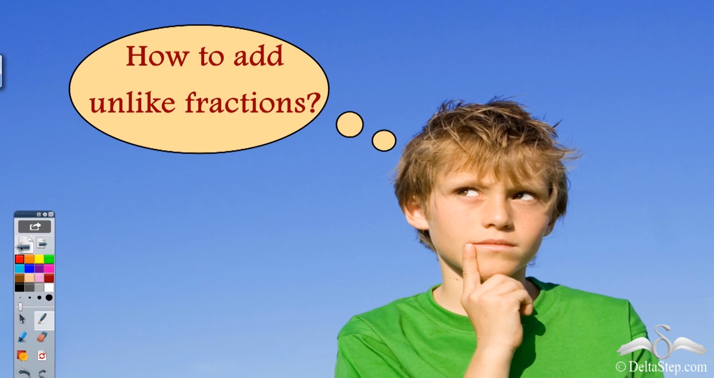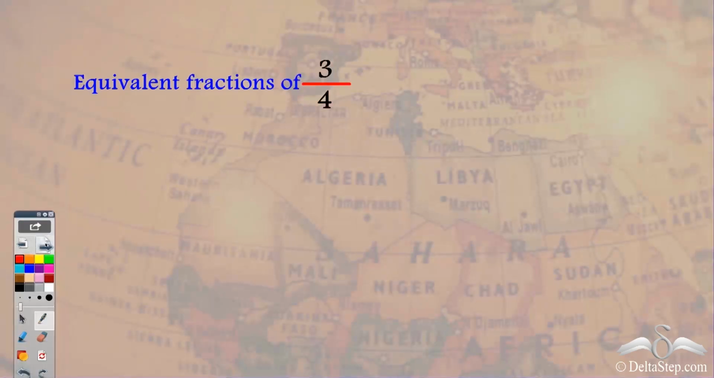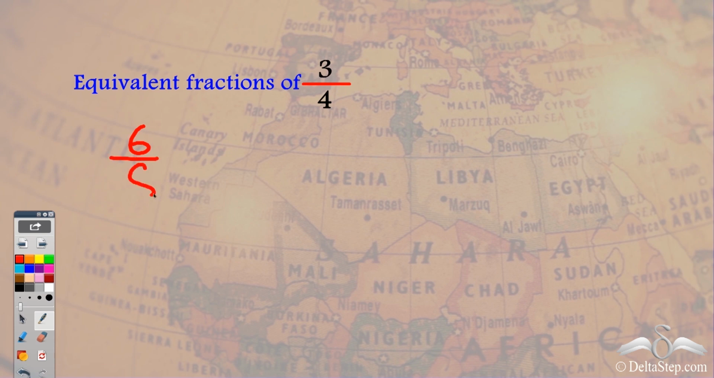So how can we add unlike fractions? First, let us write the equivalent fractions of 3 by 4. So how can we write equivalent fractions? By multiplying the numerator and denominator by the same number. So if I multiply both the numerator and denominator of 3 by 4 by 2, I get 6 by 8.